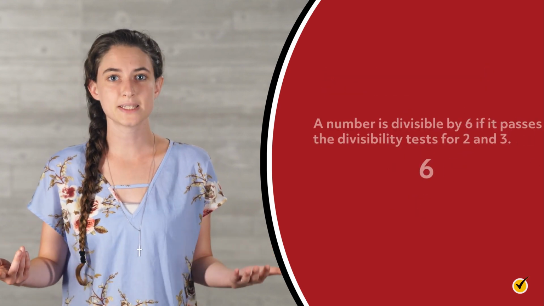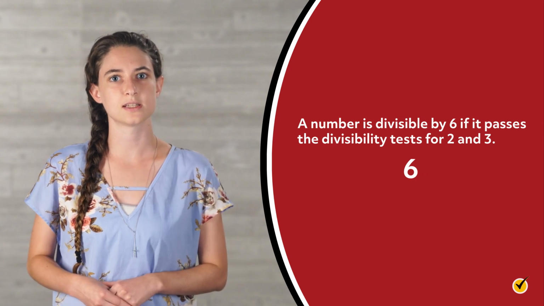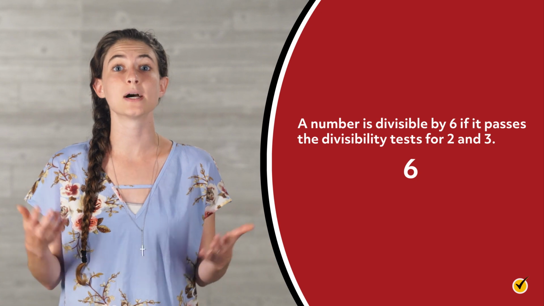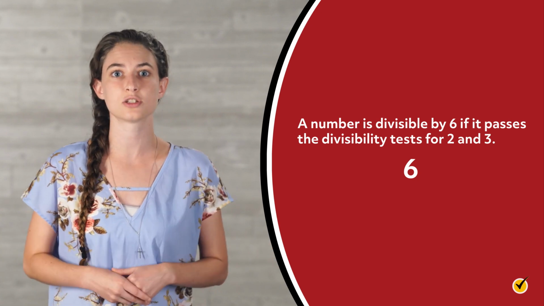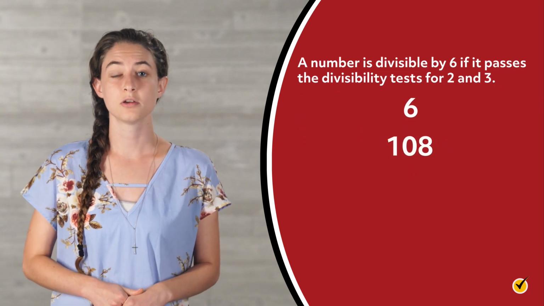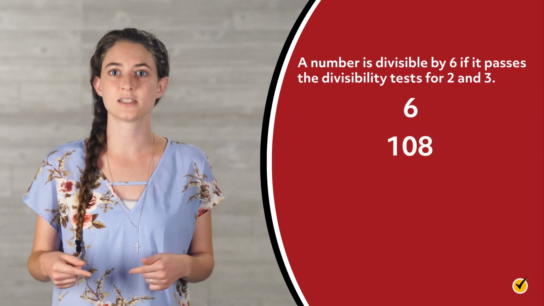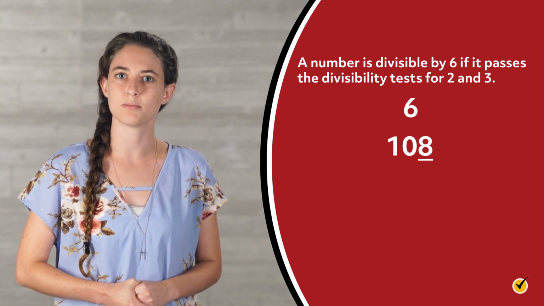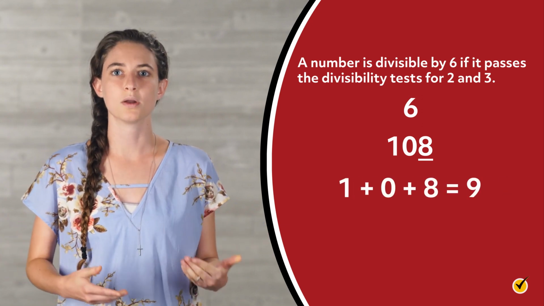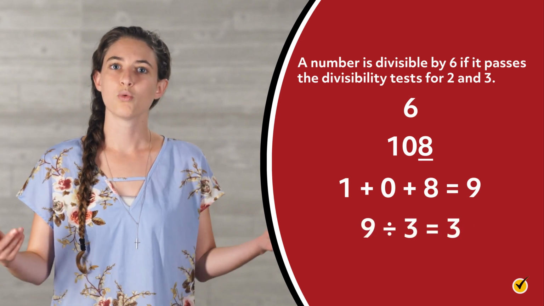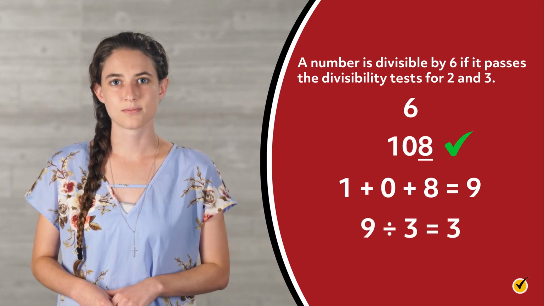A number is divisible by 6 if it passes the divisibility tests for 2 and 3 that we talked about earlier. In other words, the number must be even and the sum of its digits must be divisible by 3. Let's look at the number 108. We know it's an even number because its last digit, 8, is even. From here, add the digits together to see if the sum is divisible by 3. 1 plus 0 plus 8 equals 9, and 9 divided by 3 equals 3. Therefore, 108 is divisible by 6.